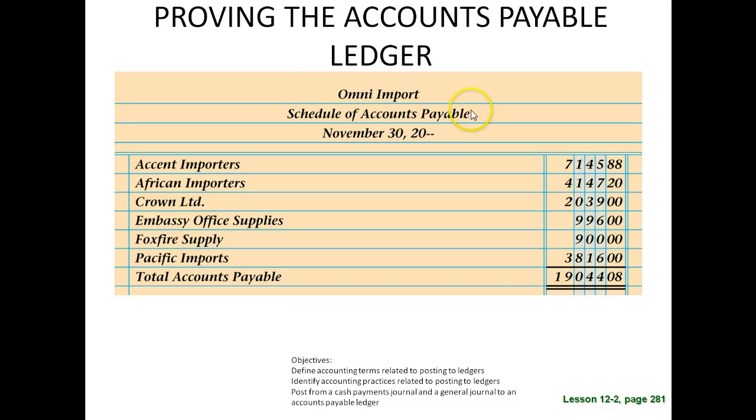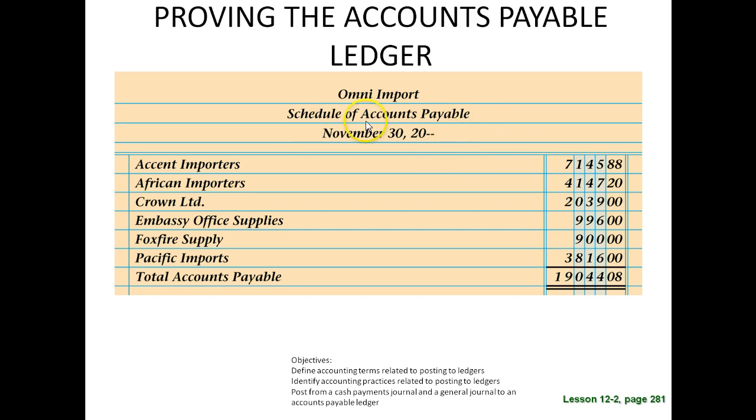All you do is you write your heading. Headings are important, guys. A lot of you guys left those off in the post-closing trial balance. You have to have a heading. What am I looking at if I don't have a heading? You don't know. We write the name of the business. Well, this is the schedule of accounts payable for Omni Import. Remember, Omni Import is our business. So we write our schedule of accounts payable. That's the title of our report.